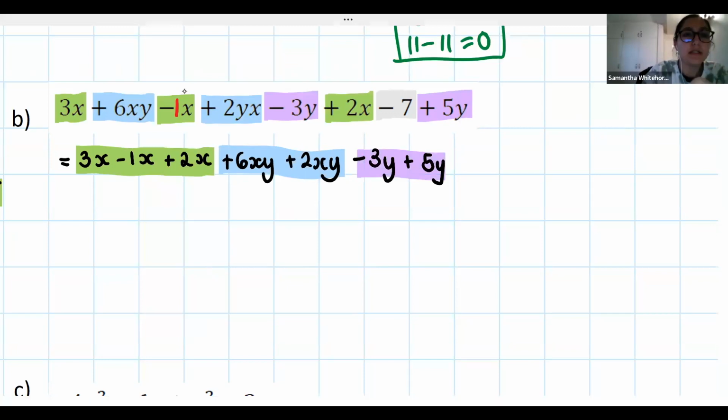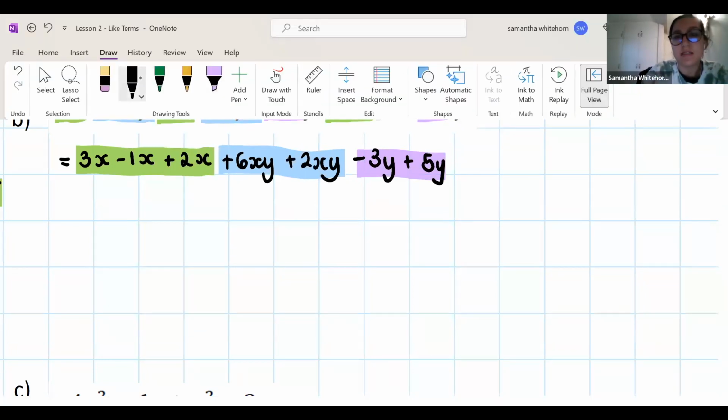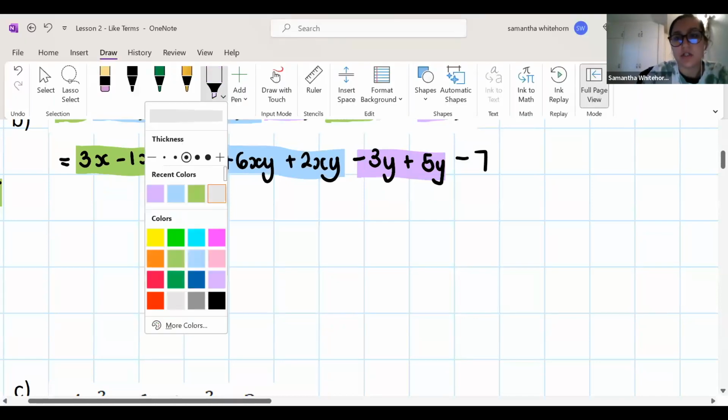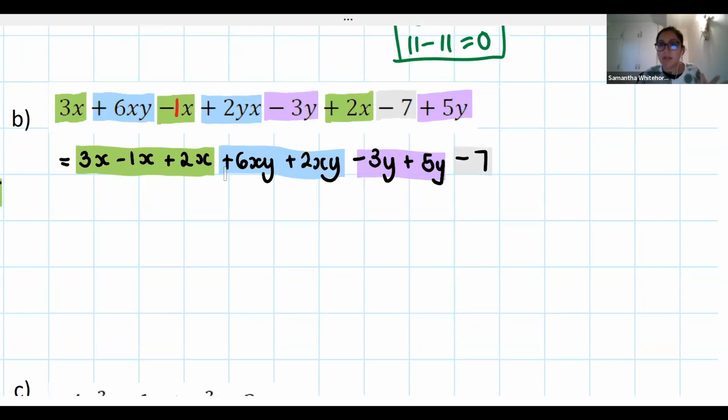And then remember I said right at the end, we've got this minus 7. It doesn't have any like terms. I'm not going to be able to add or subtract anything to it because it's not got any other values in its group. So it's going to stay as it is.